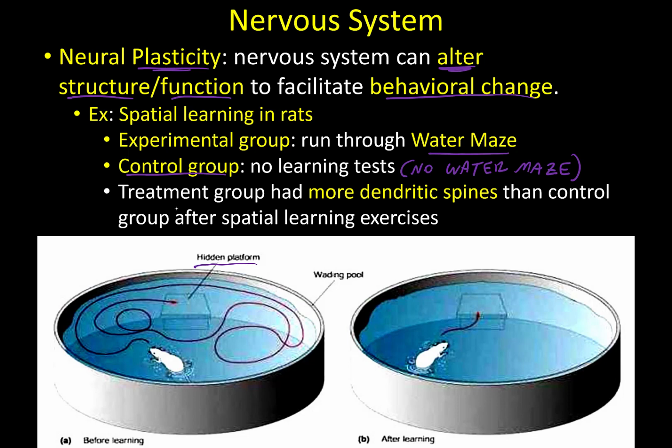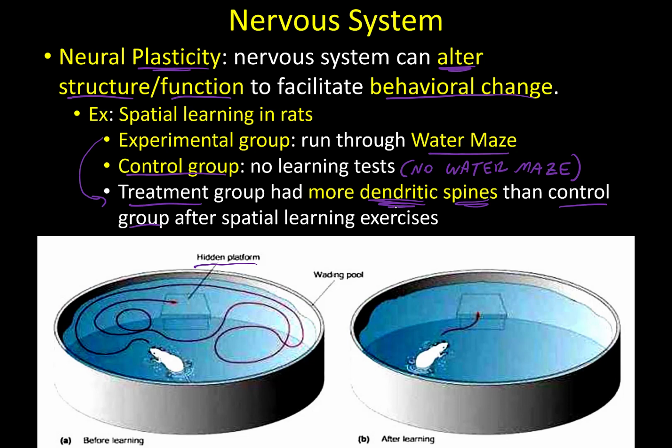What you find is that your treatment group, which remember is your experimental group, has neurons in their brains with more dendritic spines than the neurons in the brains of the control group. This is only true after spatial learning exercises. All control group rats, all the rats who have never seen a water maze, have about the same number of dendritic spines. It's only the rats who have run through water mazes that experience an increase in the number of dendritic spines, and this is likely a direct result of their learning experience. Their neurons change shape to accommodate that new information and that new learned ability.